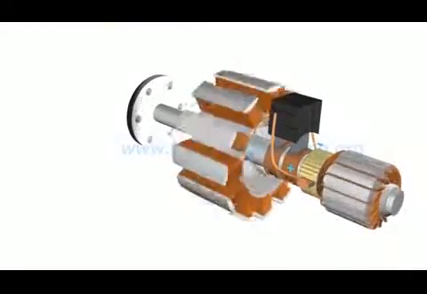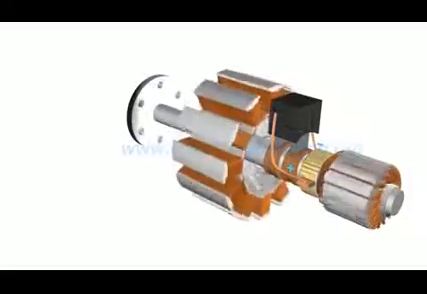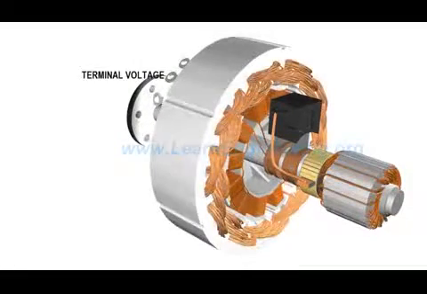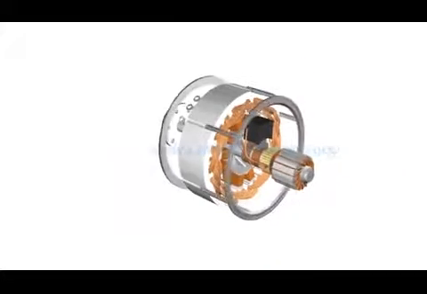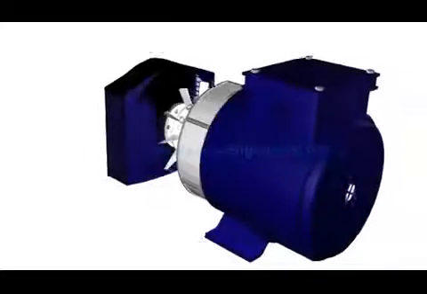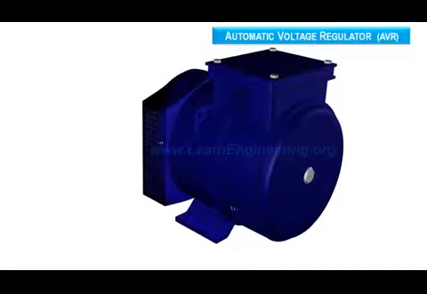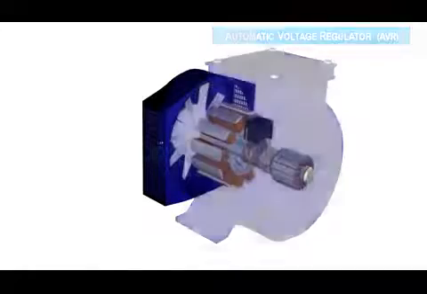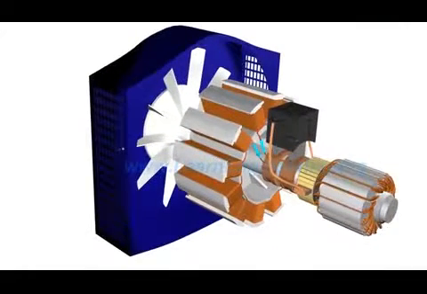With variation of load, generator terminal output voltage will vary. It is desired to keep the terminal voltage in a specified limit. An automatic voltage regulator helps in achieving this. Voltage regulation can be easily achieved by controlling the field current.